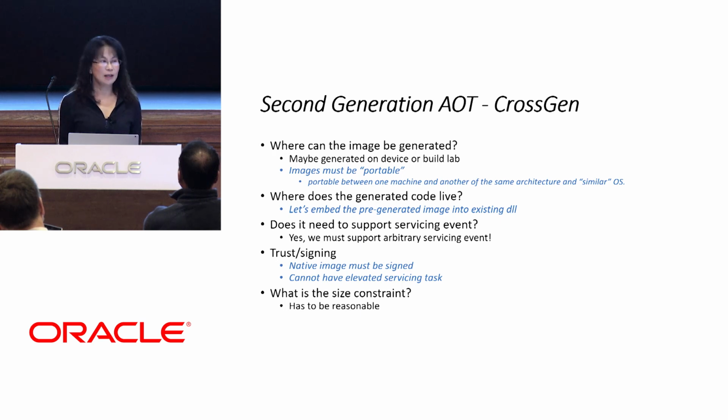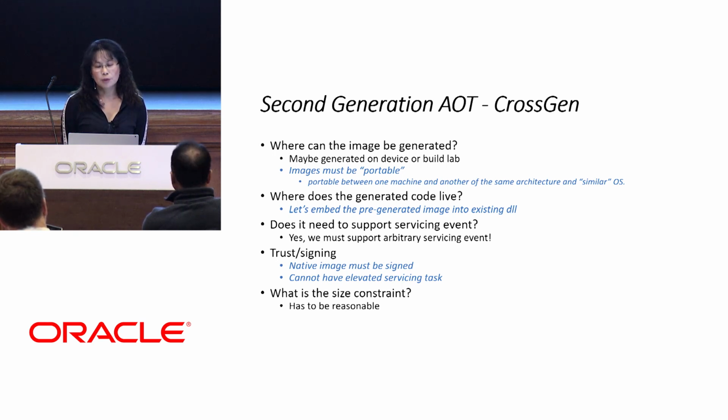So we need to go back to the whiteboard and re-examine our questions, like, where can an image be generated? Where does the generated code live? And we need to support servicing events without an elevated service task. And what should we do? So this time, when we look at where images must be generated, we concluded that maybe it can be generated on device, but we should really enable build-lab generation so that it can be generated once and deployed in many places. This is extremely powerful in the server's case. For example, Bing. In their build lab, they generate native images, and when they're trying to kick off the server with their daily night build, the images go out and do not need to be rebuilt on those server instances.